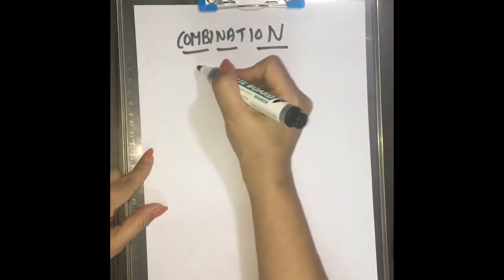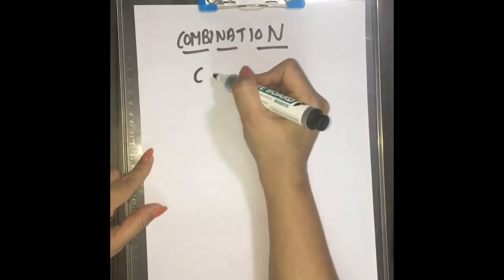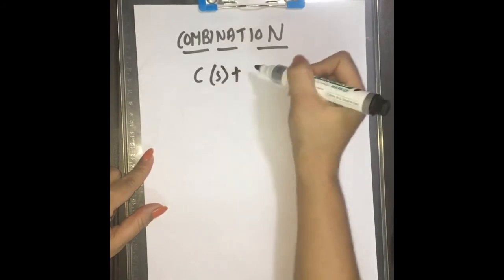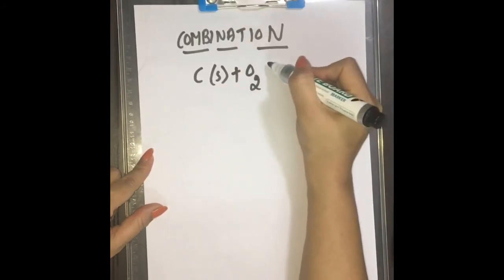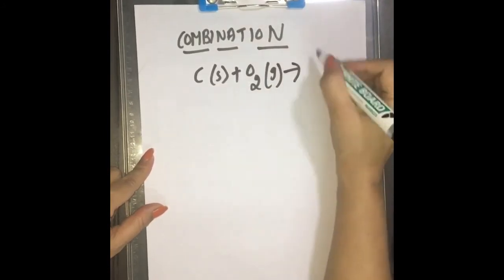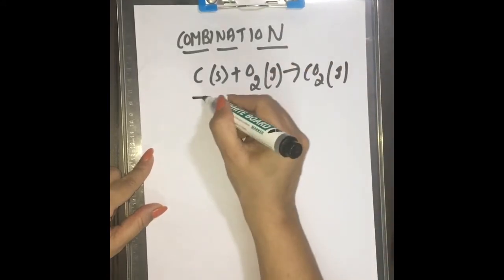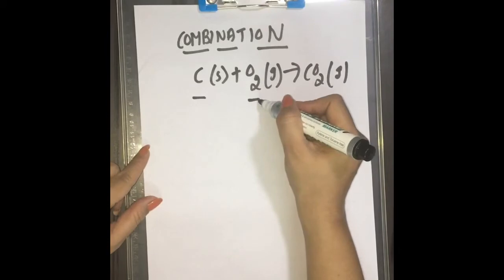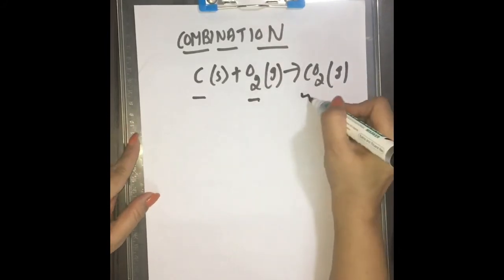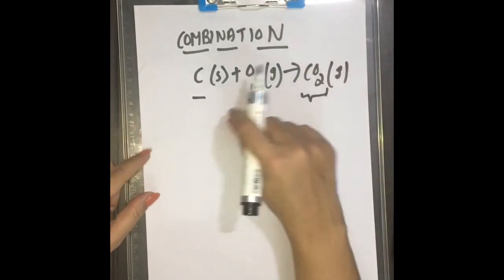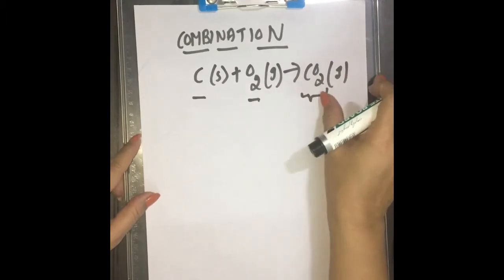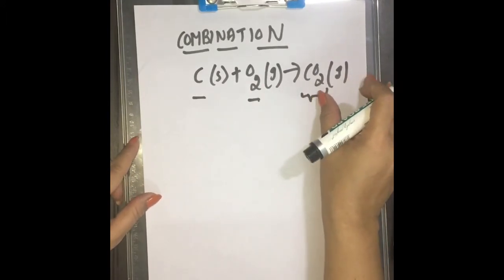For example, you have carbon in the form of coke that is combined with oxygen. What will you get? CO2 gas. Here carbon and oxygen are combining and you get a single product, which is carbon dioxide. Something is combining to get a product. This is a combination reaction.